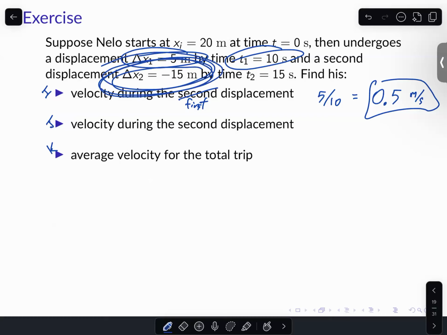How long does it take to displace that 15 meters in the negative direction? 5 seconds. You don't start at time 0 again. My stopwatch didn't reset itself. The difference between time 10 and time 15 is 5 seconds. 15 meters in the negative direction divided by 5 seconds is 3 meters per second. Which way have I gone? Negative direction, negative 3 meters per second.